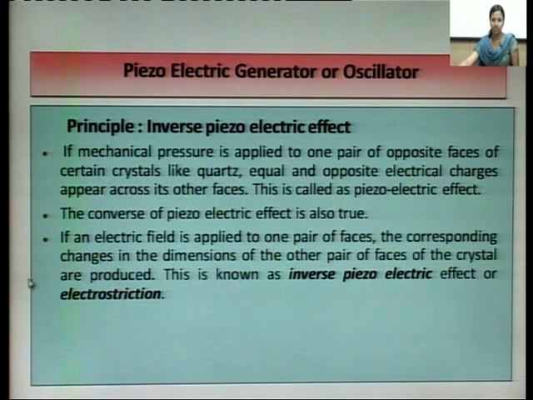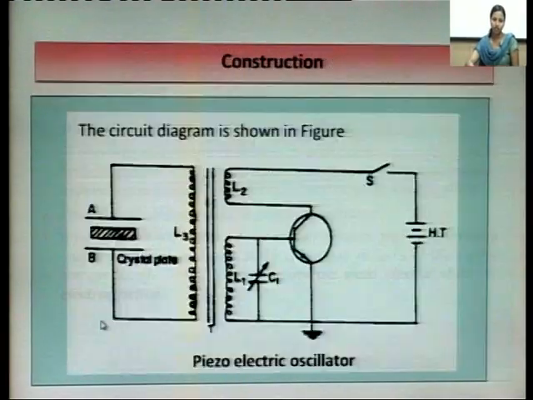Its meaning is that if an electric field is applied to one pair of the faces, corresponding changes in the dimensions of the other pair of faces of the crystal are produced. So this is known as the inverse piezoelectric effect or electrostriction.